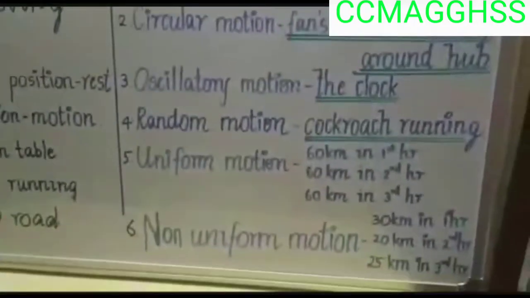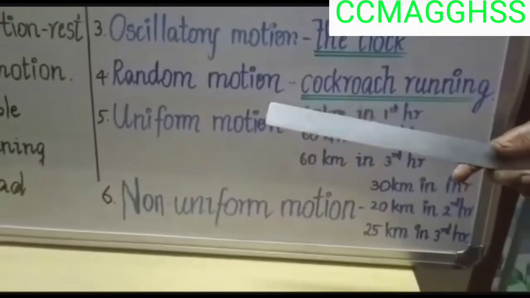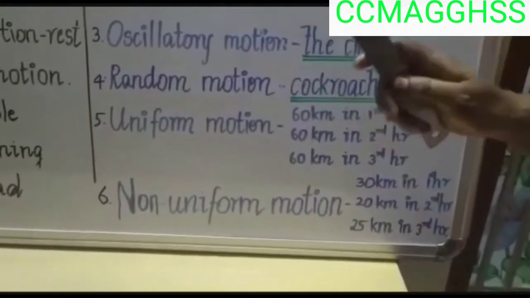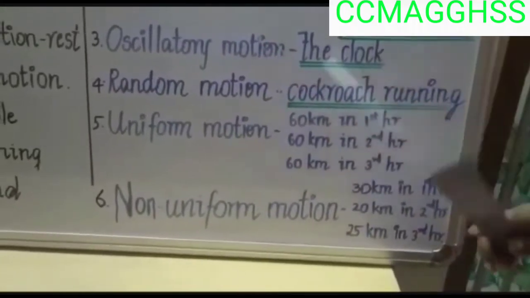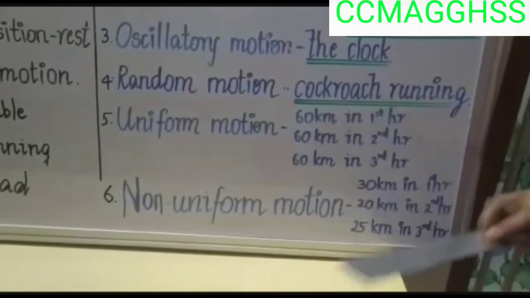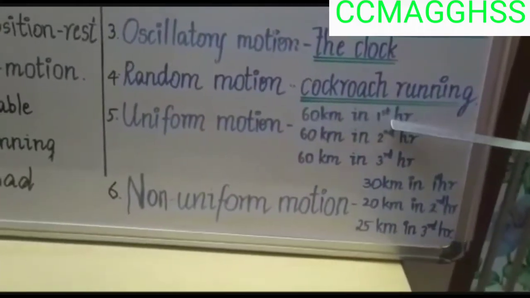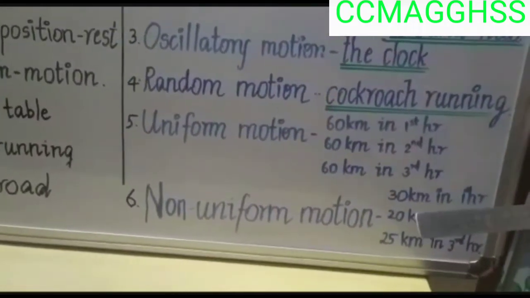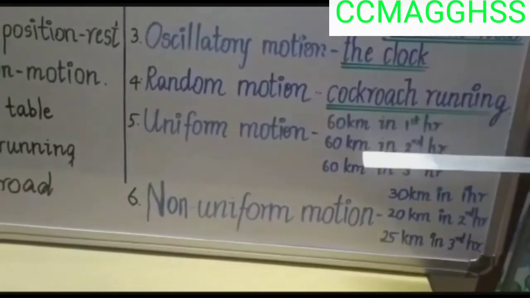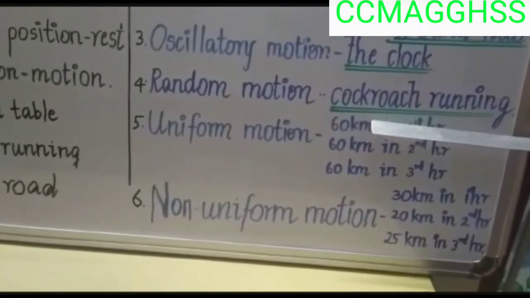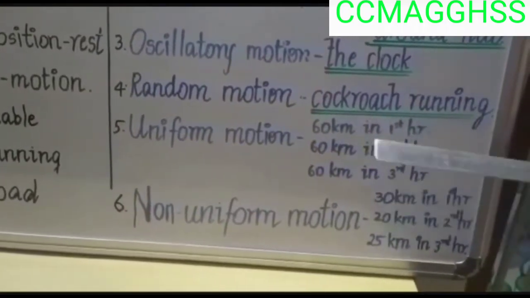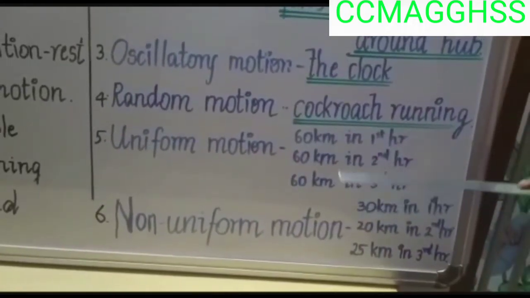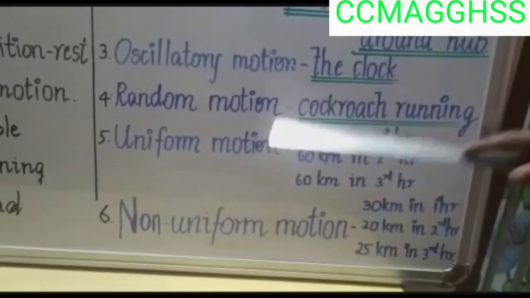Next comes uniform motion. Uniform motion is a motion in which the object moves equal distance in equal intervals of time. For example, if you take a car, it moves 60 km in the first hour, the next 60 kilometers in the second hour, and the third 60 kilometers in the third hour. It travels 180 kilometers, but it is split equally for each hour. So, it travels equal distance in equal intervals of time. Hence, this can be said to be uniform motion.